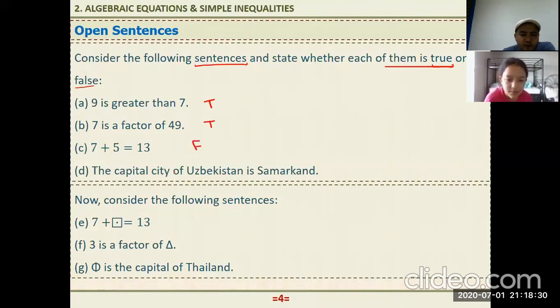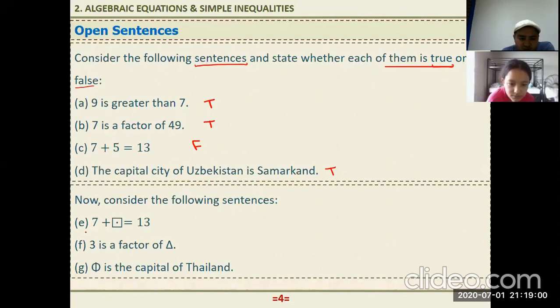Very good. Next question. The capital city of Uzbekistan, Samarkand. Is it true or false? False. What is the capital city of Uzbekistan? Tashkent. Very good. Actually, these sentences, when I just read this, you can say it is true or false, right? So that's all. Actually, in math, we call this kind of sentences closed sentences. Okay, we have nothing to do with this because they are either true or false.